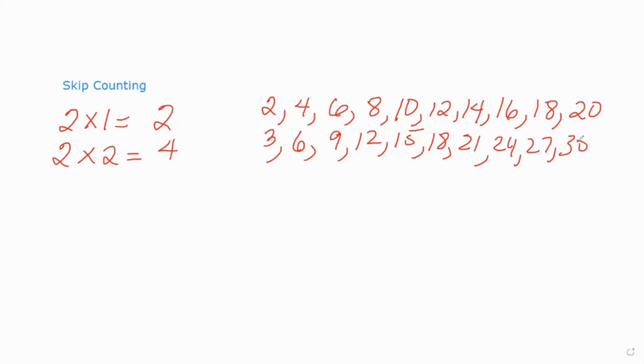I don't want to go too far out there, I want to be focusing on skip counting. Okay, so that's skip counting. So we went over repeated addition, 2 plus 2 was 4, 2 plus 2 plus 2 was 6, and then we went to skip counting 2, 4, 6, 8. Okay, so this is the second strategy. All right, so the third strategy I wanted to go over is arrays.